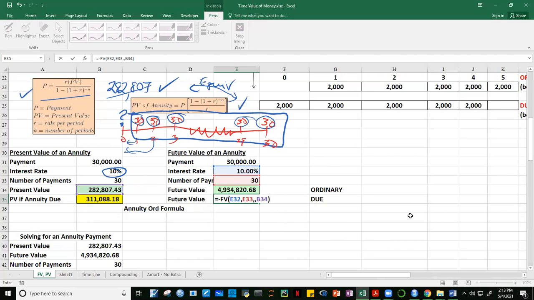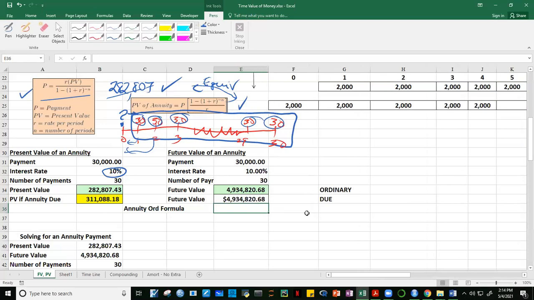It's already almost time. What's the answer, guys? Okay, same. Exactly, no? Pareho lang. Anong sinasabi sa atin ito? Itong mga cash flows na to, equivalent yan. So, 30,000 for 30 years, earning at 10% is equivalent to 282,807 now. And it is also equivalent, itong 30,000 for 30 years or 282,807 now, is also equivalent to 4 million at the end of 30 years. So they are all equivalent cash flows.